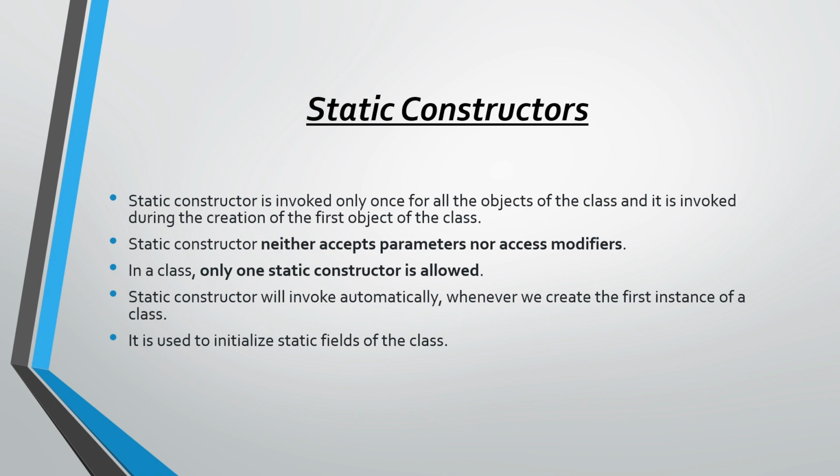So suppose you are creating 5 different objects. Only when you created the first object, this static constructor was called first, and then the normal constructor was called for creating the object. But when you created the second object, because the static constructor was called the first time only, and the static variables are instantiated already, we do not need to call the static constructor again. So when you create the second object, this static constructor is not called.